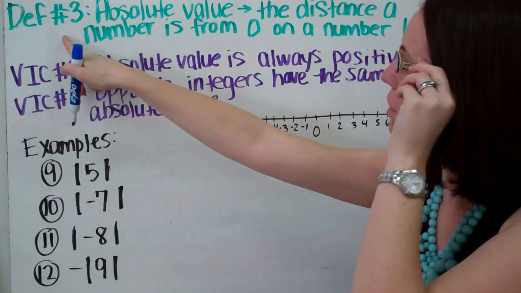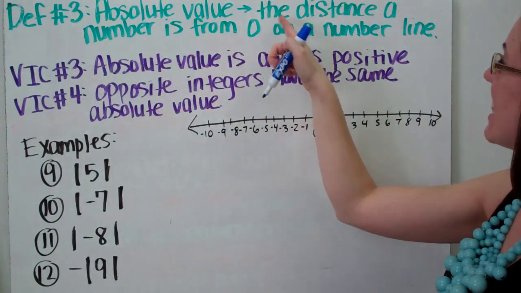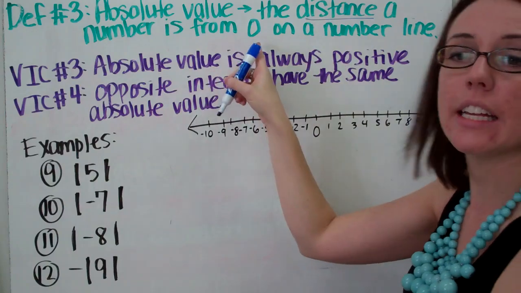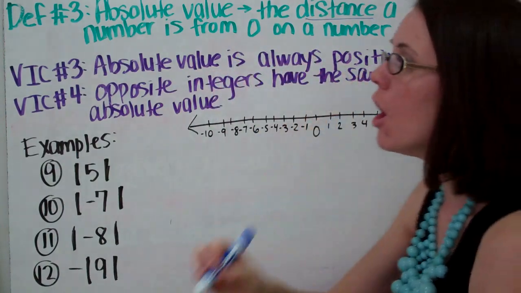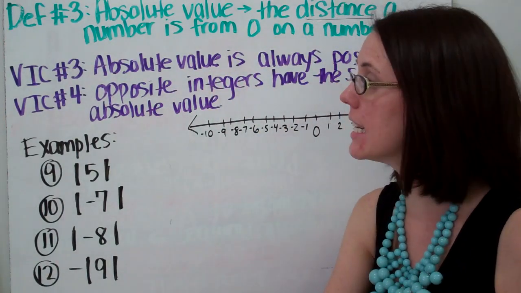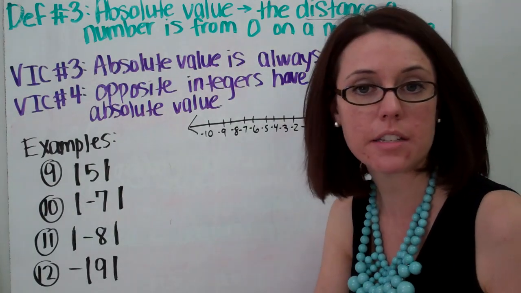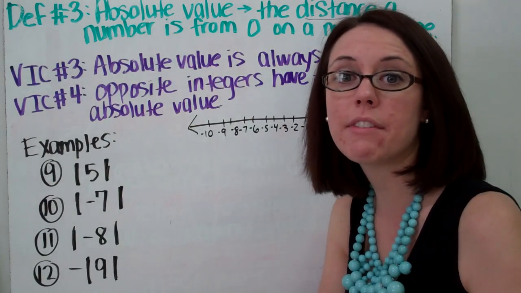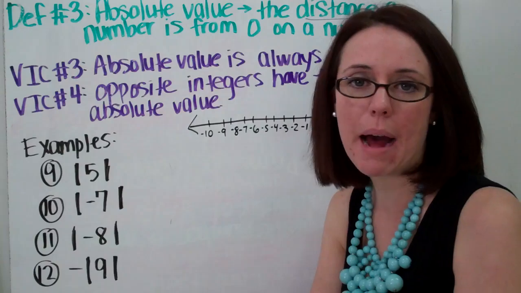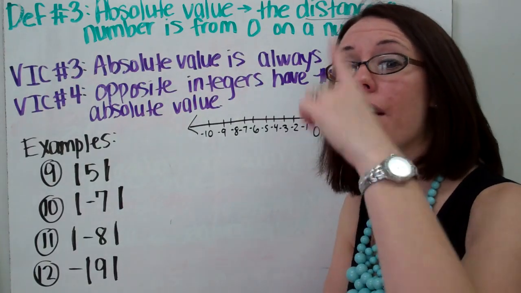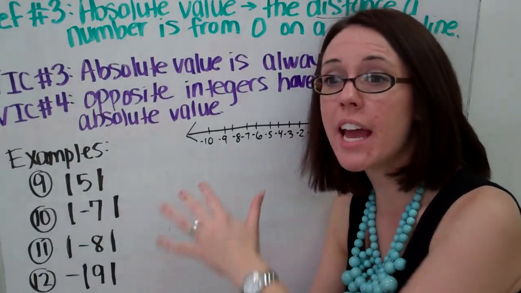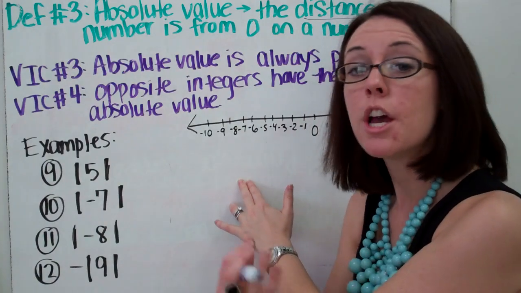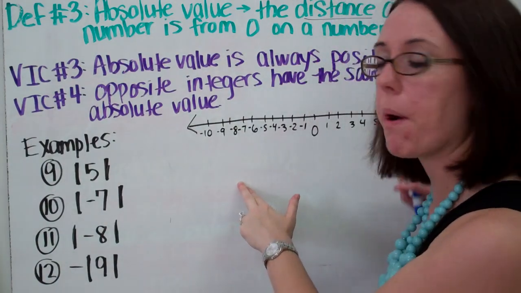Alright, definition number 3. Absolute value is the distance a number is from 0 on a number line. When we're talking about distance, distance is always going to be positive. For example, if I say I'm driving to my house, it's 25 miles to my house. If I say I drive back from my house, I don't say I went minus 25 miles because it's distance, and distance is always positive.